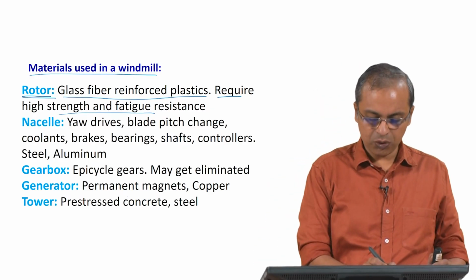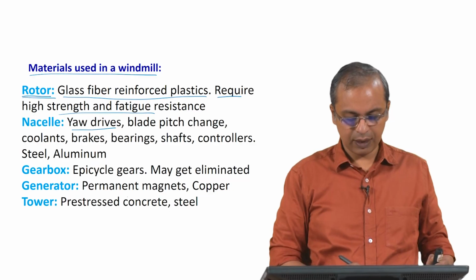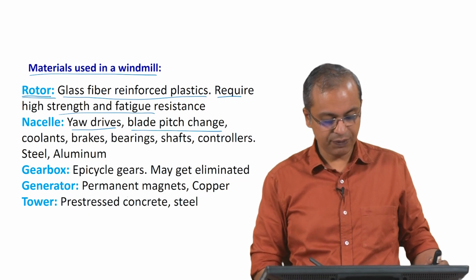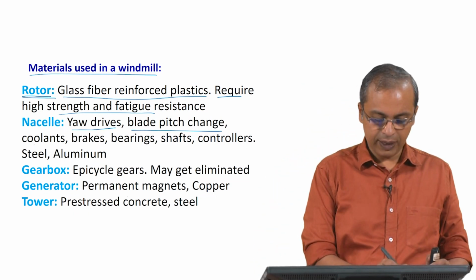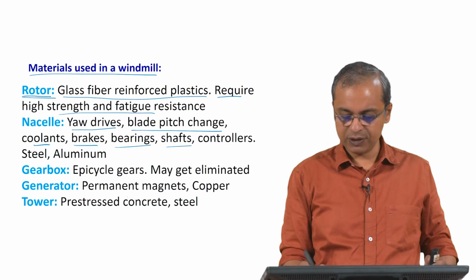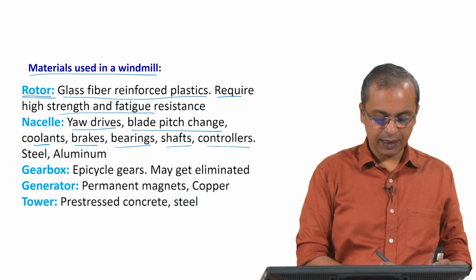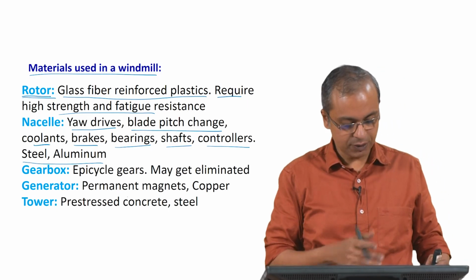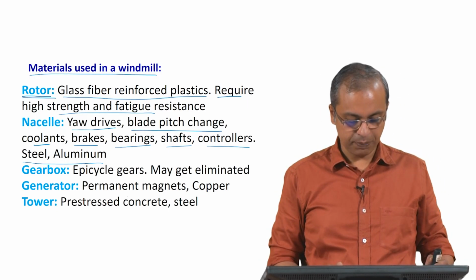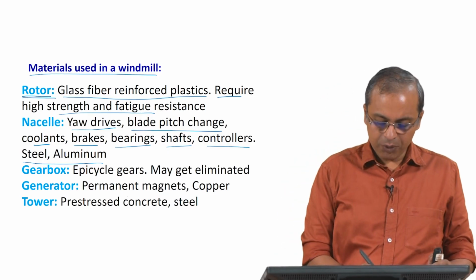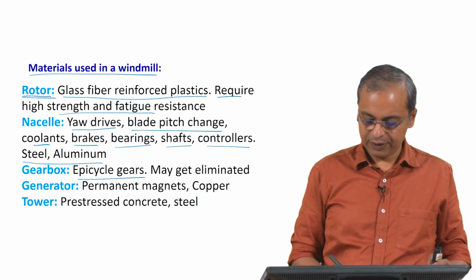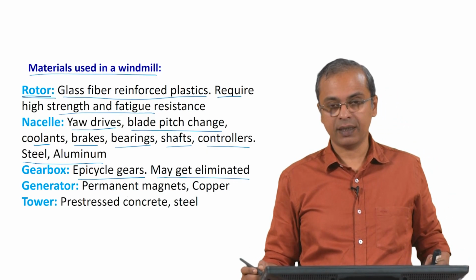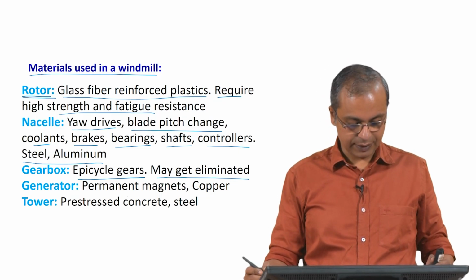The nacelle houses all of these, the yaw drive that we spoke about, and there is something for blade pitch change. We will look at that shortly. Coolants, brakes, bearings, shafts, controllers, and it could be made of steel or aluminum or other such materials, and would also have such parts in it. The gearbox has something called epicycle gears. We will discuss that shortly, but it may get eliminated. So, that is again something that we will look at shortly in this class.